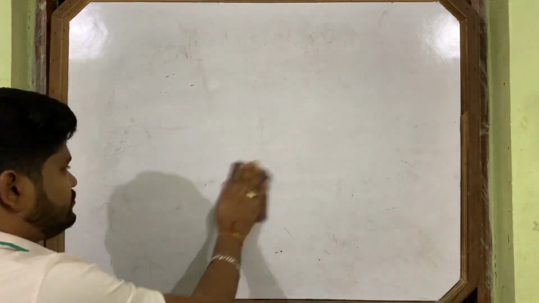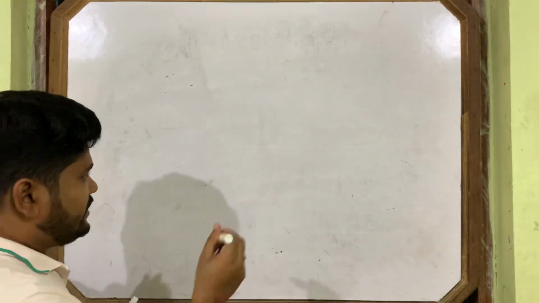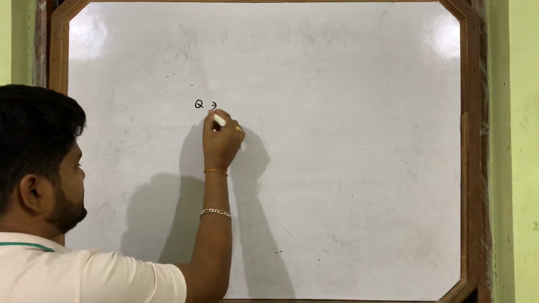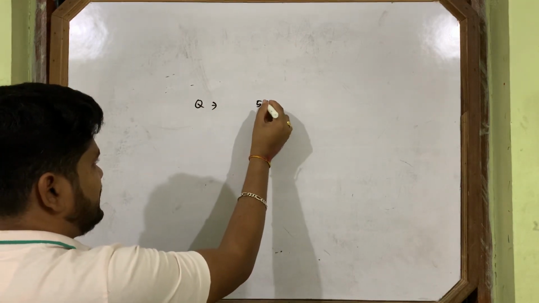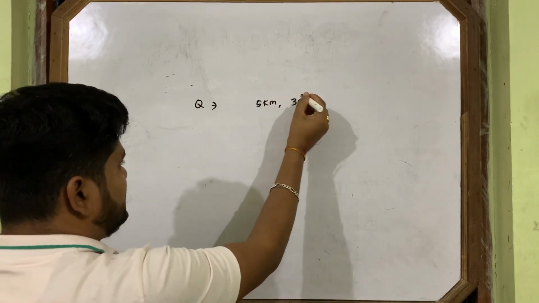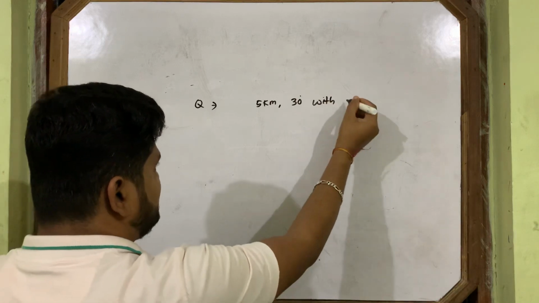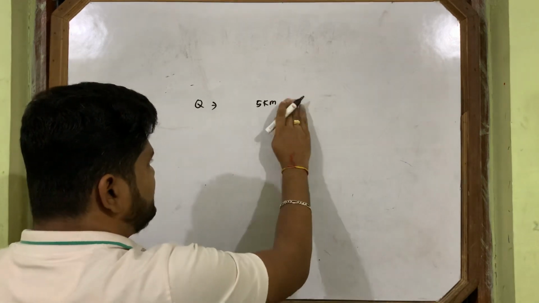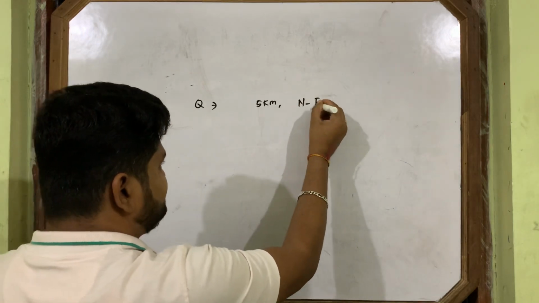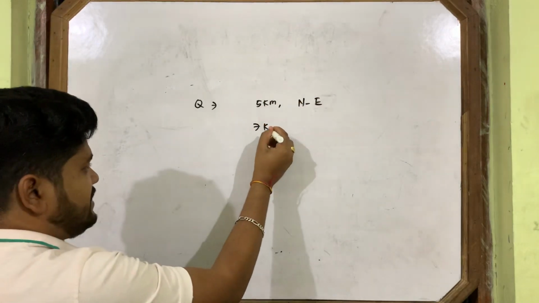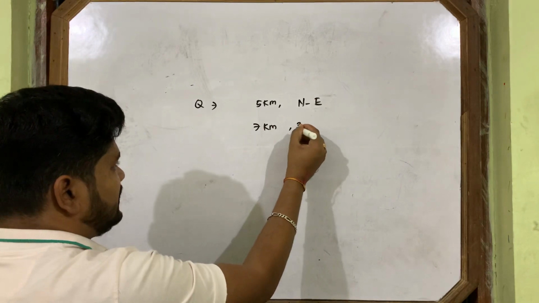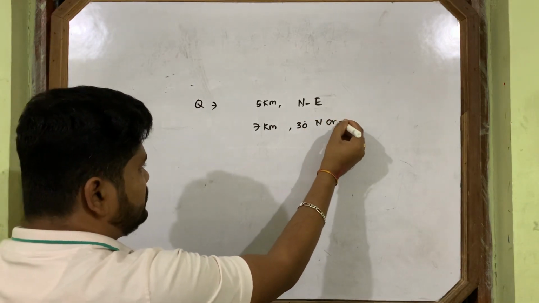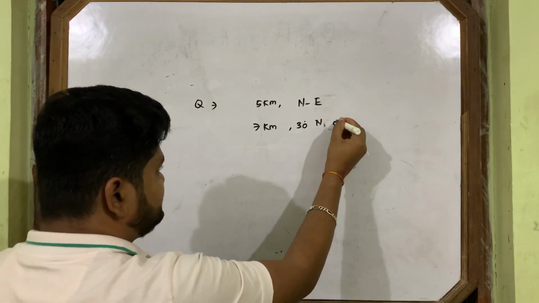So if I give you just a question, we will discuss that one vector is 5 kilometer, 30 degree northeast. Another I am giving: 7 kilometer, 30 degree north of east.